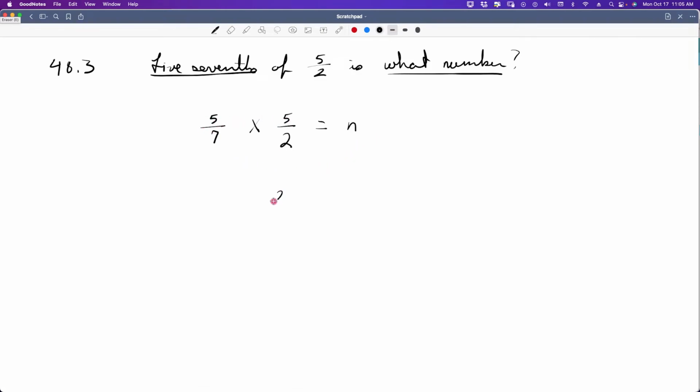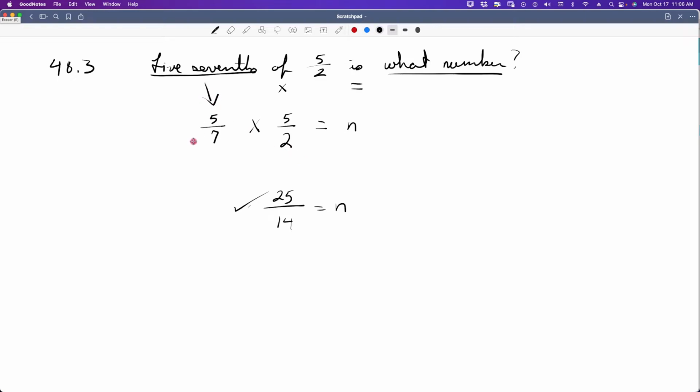5 times 5 is 25. 7 times 2 is 14. That is the value of n. That one was super, super easy. That is the answer. That's as far as we can go. So it's not always going to be hard, but the way it's written will trip you up. Always know that of means multiplication, and is means equal. So then we just take what's in between those and put them where they go.